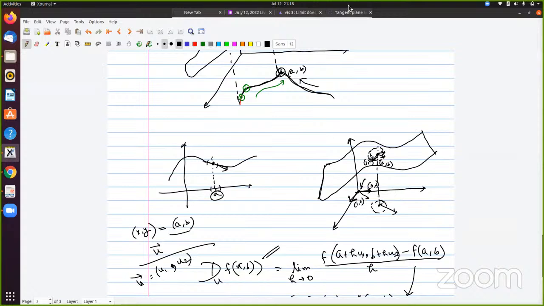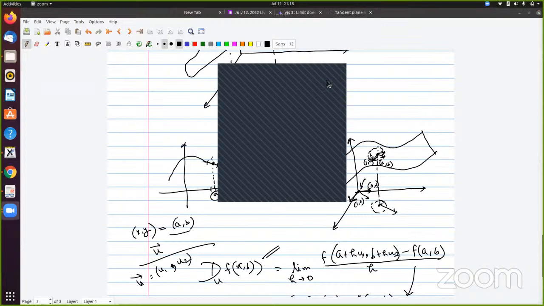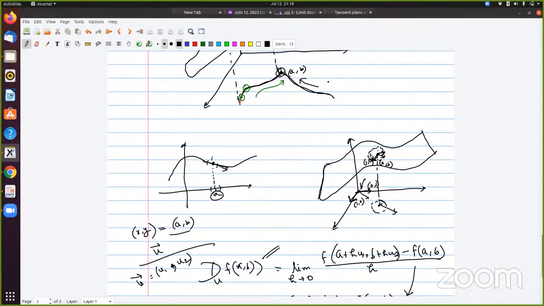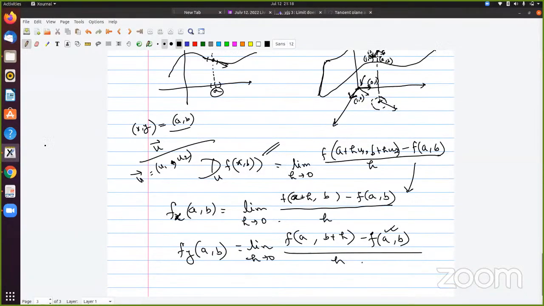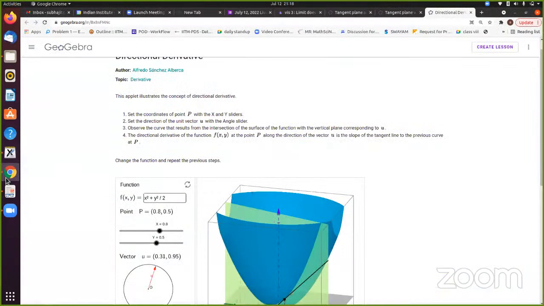Correct. So I have posted this link in the chat so you can see it on your own at some point if you want. Okay. So till this point, it is clear what is directional derivative and all this thing.